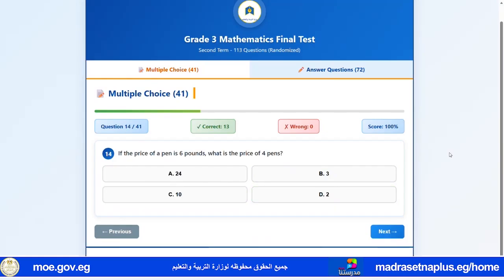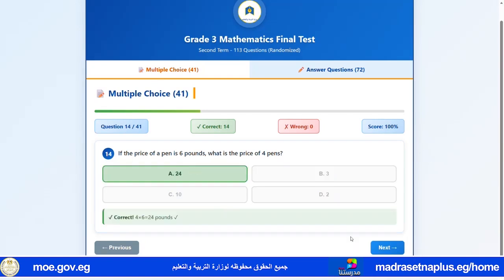Next, if the price of a pen is 6 pounds, what is the price of 4 pens? That means we repeated 6 four times. Okay? 6 pens, each one 4, or 4 pens, each one 6. You repeated the 6 four times or repeated 4 six times. Same meaning. That means your operation is multiplication. So 6 times 4 equals 24.